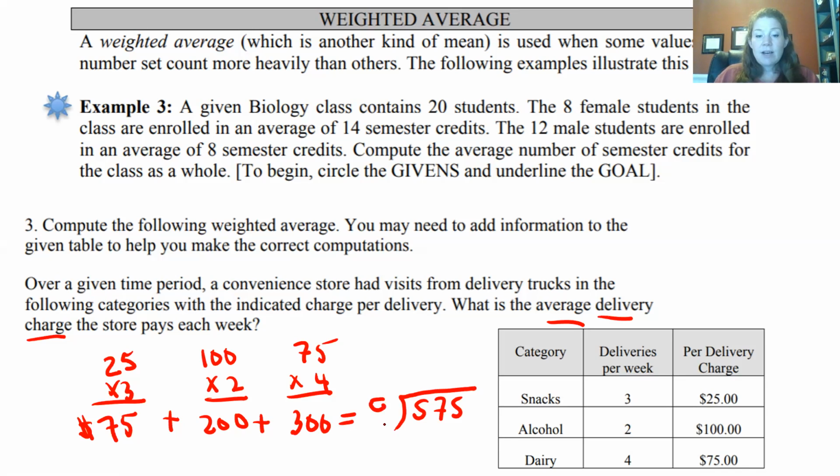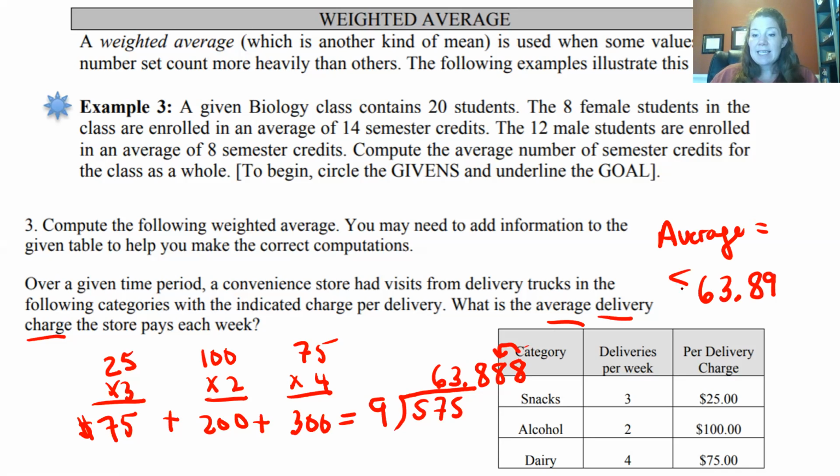Oh my goodness. All right, so I'm just going to go ahead and use my calculator. 575 divided by 9 deliveries. I got 63 point repeating 8, 8, 8. So the average delivery cost for each delivery was 63. Oh, this is money, isn't it? So we need to go one more space because this is money. The average delivery cost was $63.89 per delivery.